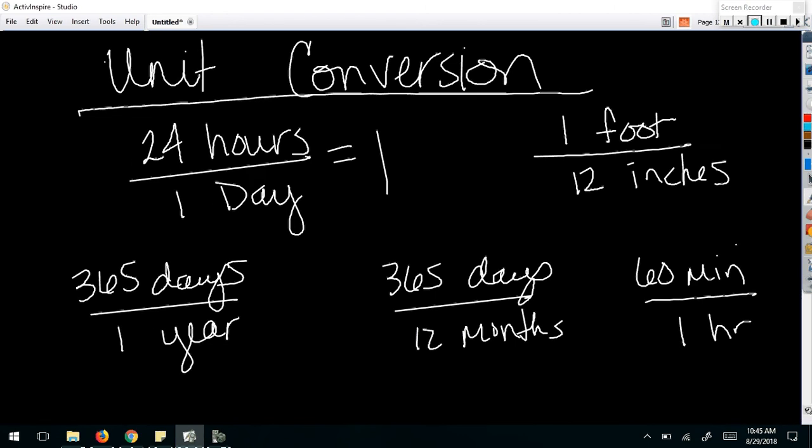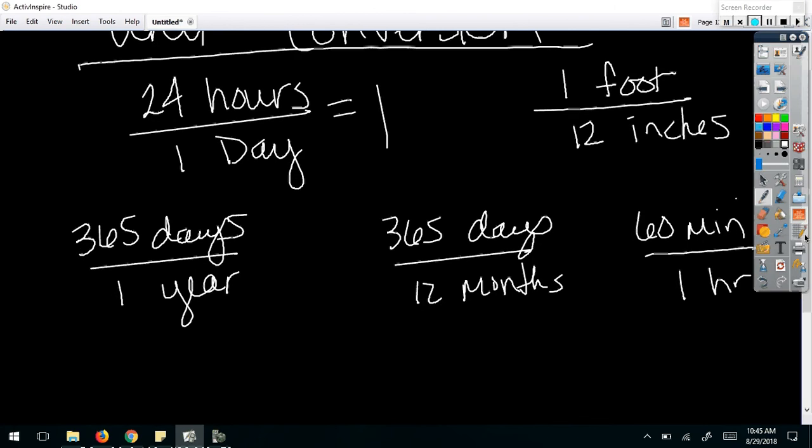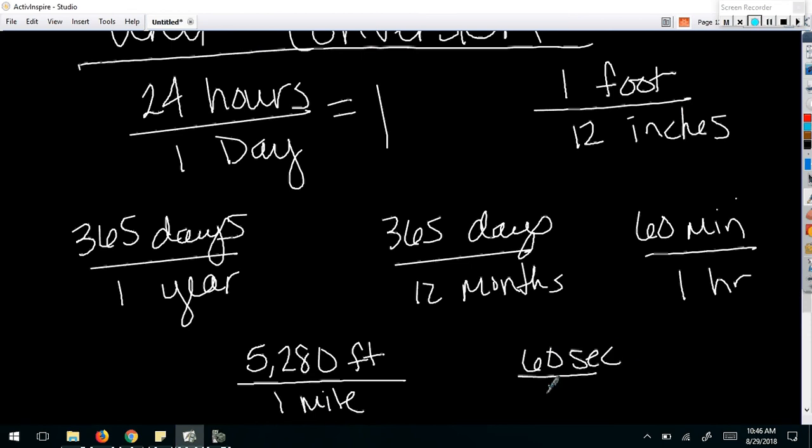How about 5,280 feet in 1 mile. Yes. How about, and you can flip these, remember, 60 seconds in 1 minute. Okay. The point I'm getting at is there are an infinite number of these, but they all equal 1.